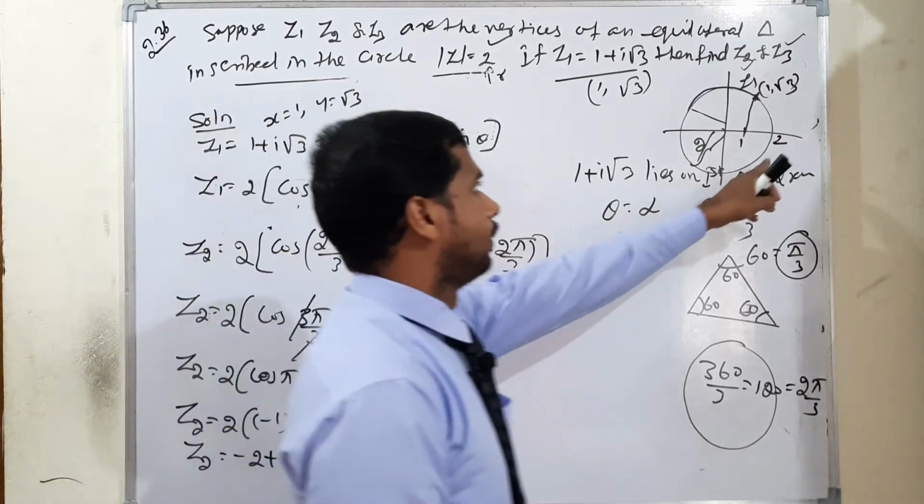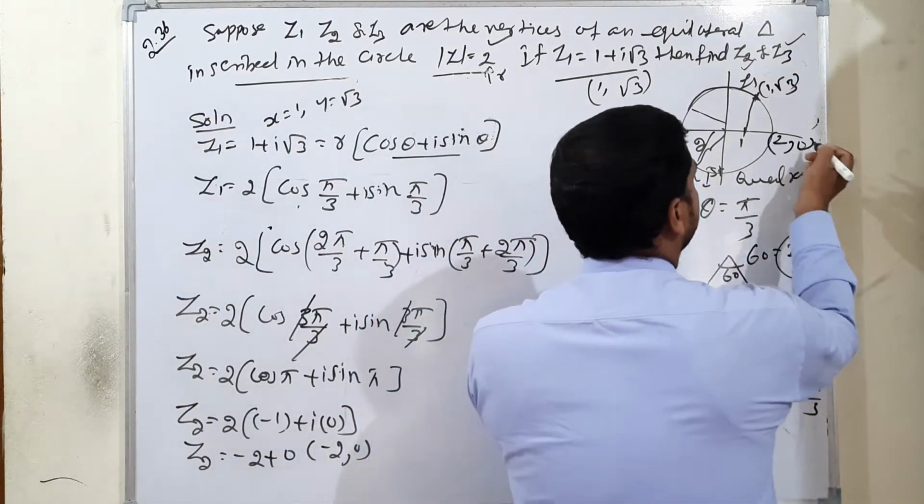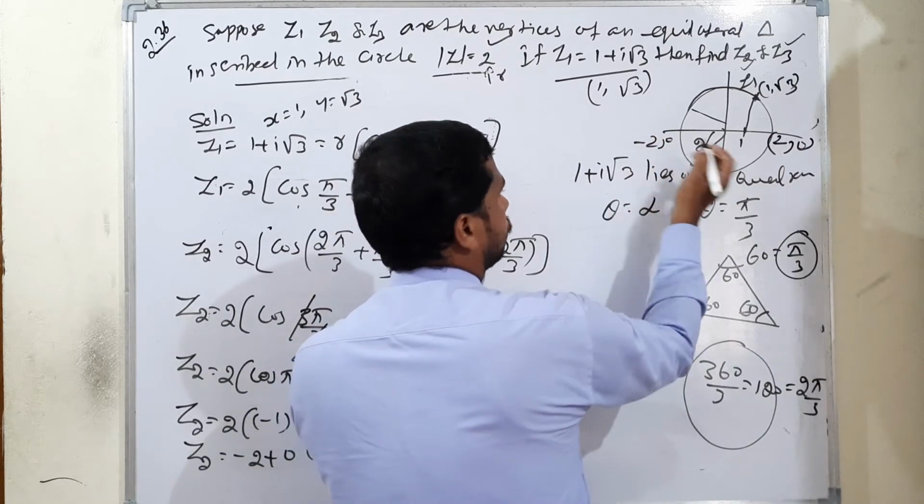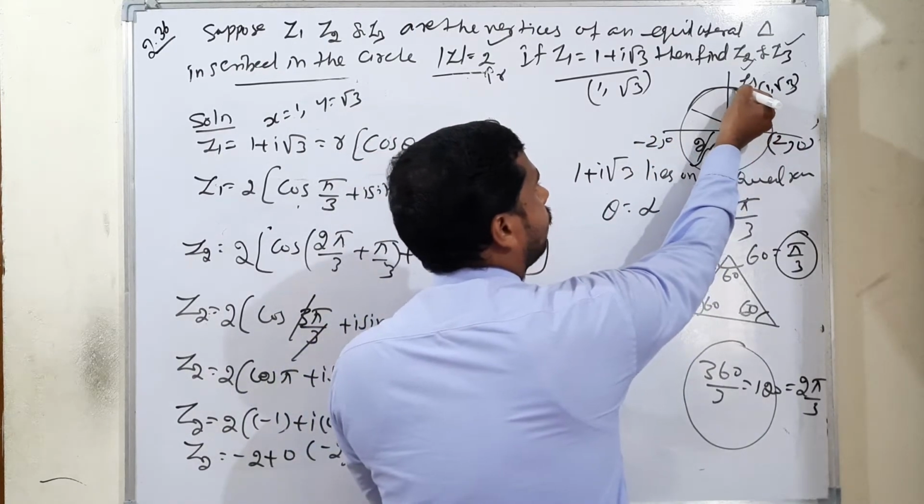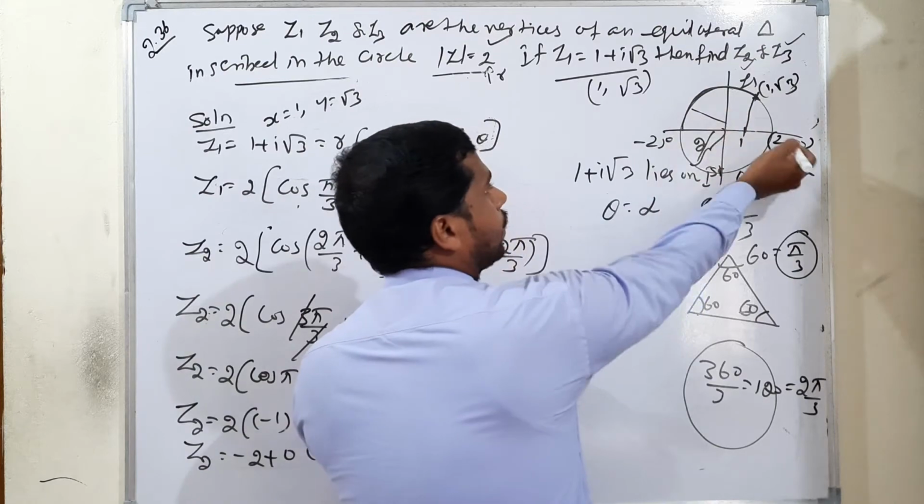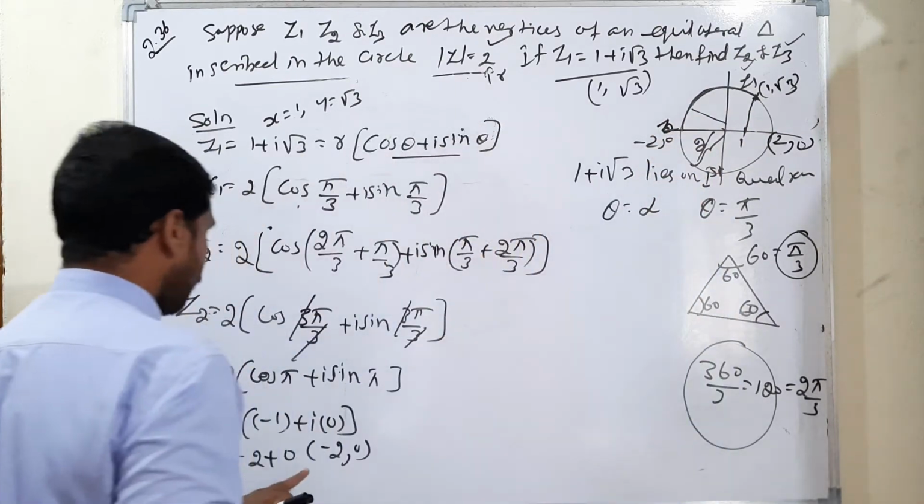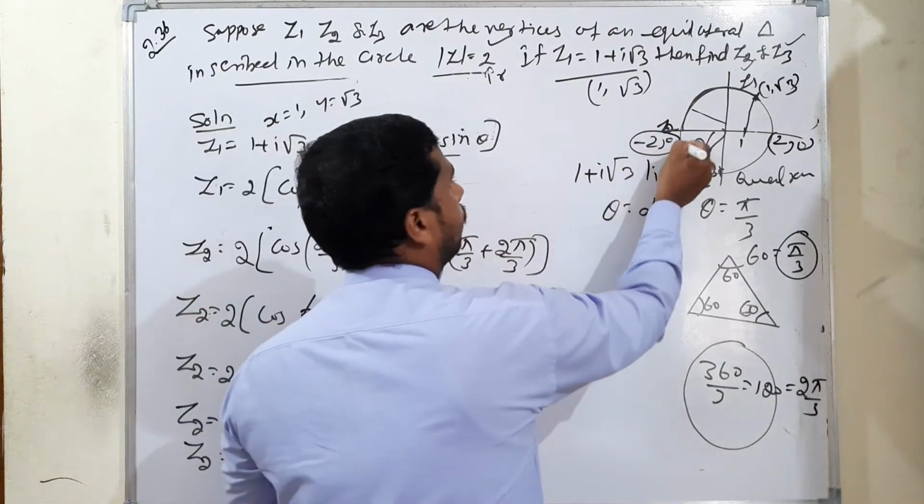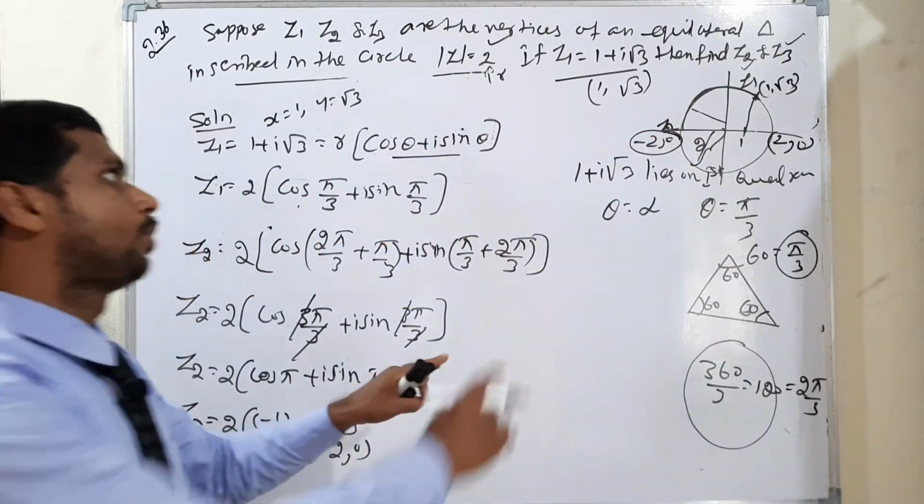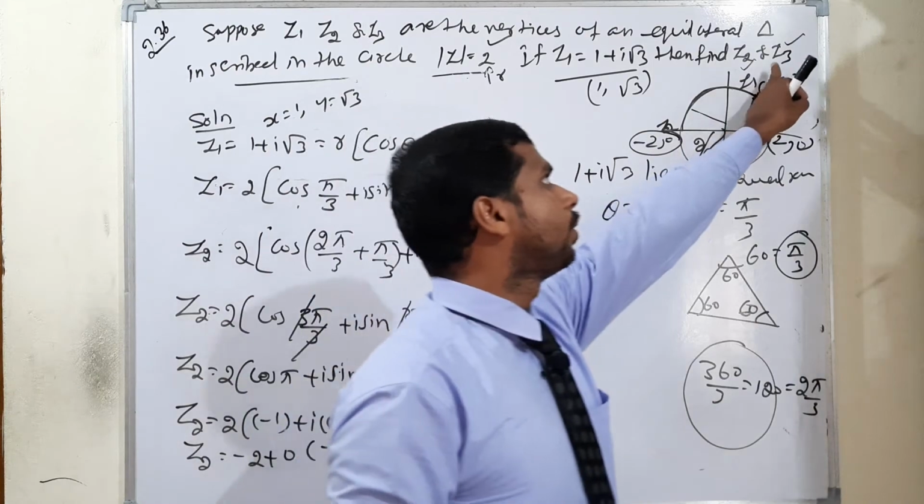So look at this. This is considered 2 comma 0, and just the opposite will be considered: minus 2 comma 0. Therefore, Z1 will be moved from 0 up to 180 degrees. This is called Z2. What is the coordinate point? Minus 2 comma 0. Now Z2 is clear, then we need to find Z3.